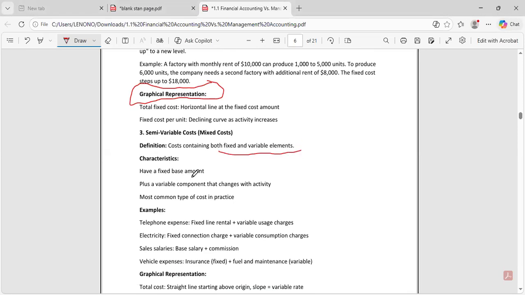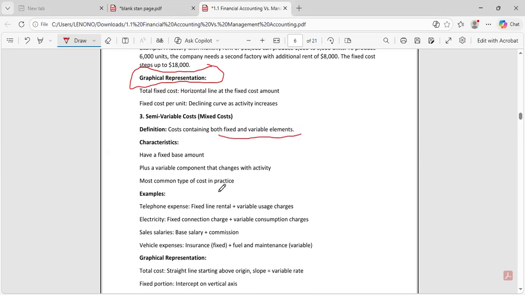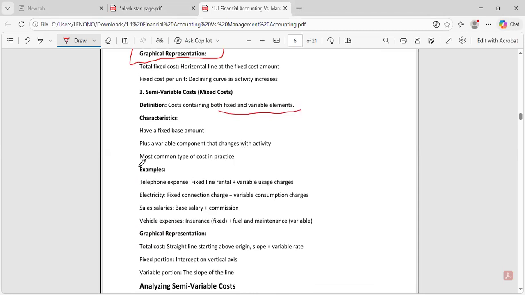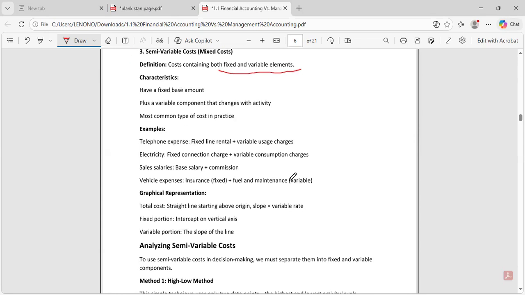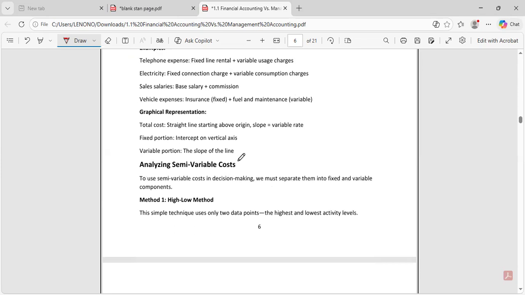Characteristics: they have a fixed base amount plus a variable component that changes with activity. This is the most common type of cost in practice. For example, telephone expense is a fixed line rental plus a variable usage rate. So, analyzing the semi-variable cost: to use semi-variable cost in decision making, we must separate it into fixed and variable components.